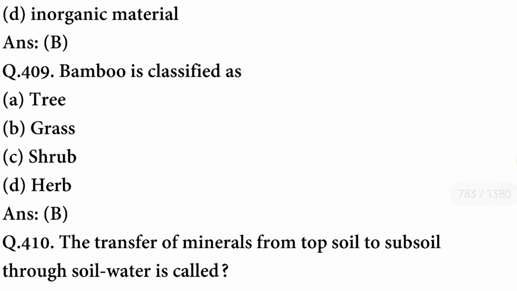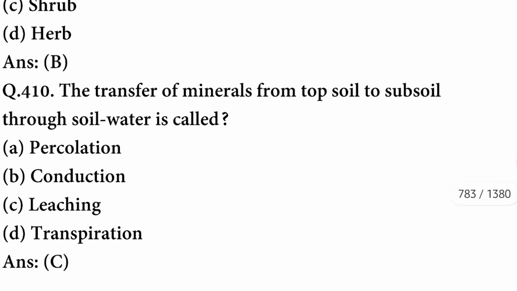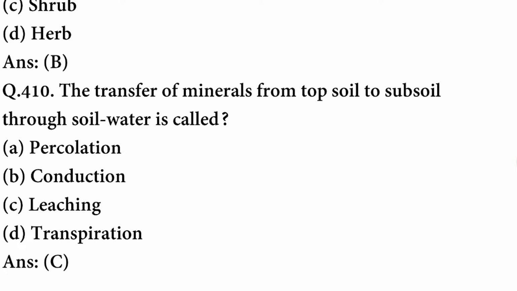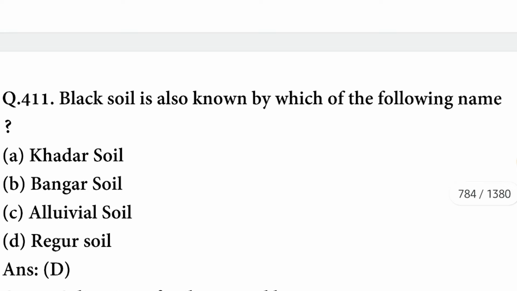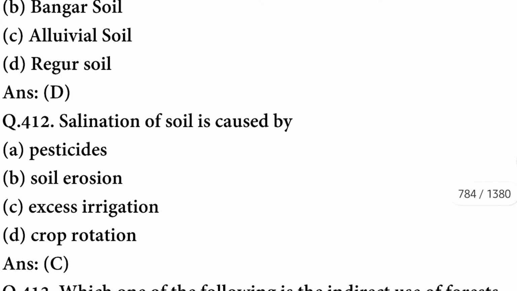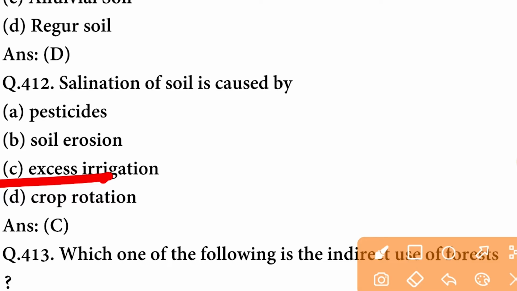Bamboo is classified as grass. B option is correct. The transfer of minerals from topsoil to subsoils through soil water is called leaching. C option is correct. Black soil is also known by which of the following names? It is known as regur soil. D option is correct. Salination of soil is caused by excess irrigation.